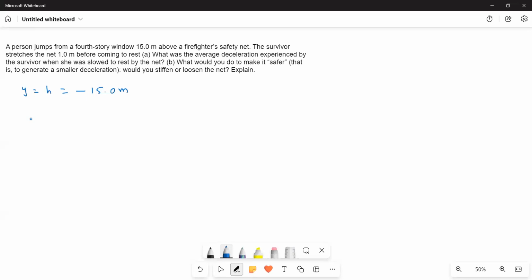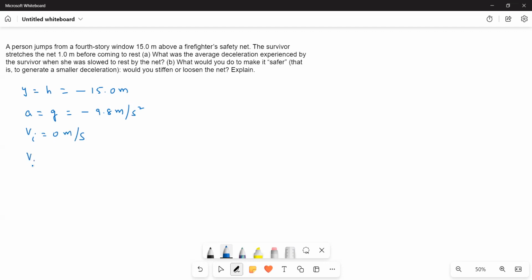The person is under free fall. Therefore, acceleration is equal to acceleration due to gravity, which is also negative because it is downward direction. Next, initial velocity is equal to 0 because the person is falling from rest. Now we have to find out the final velocity.